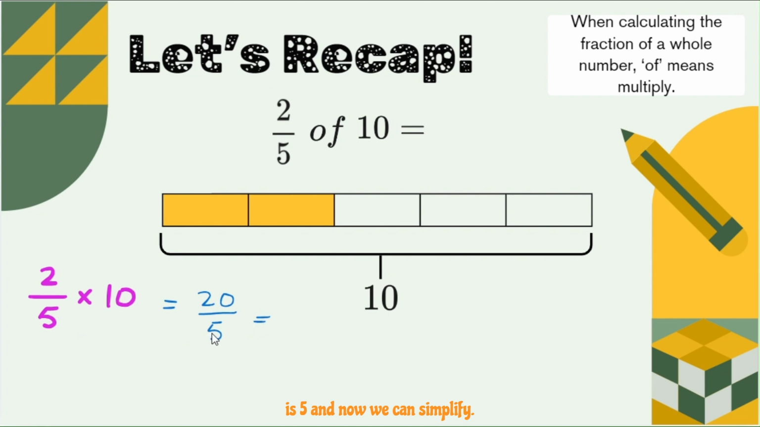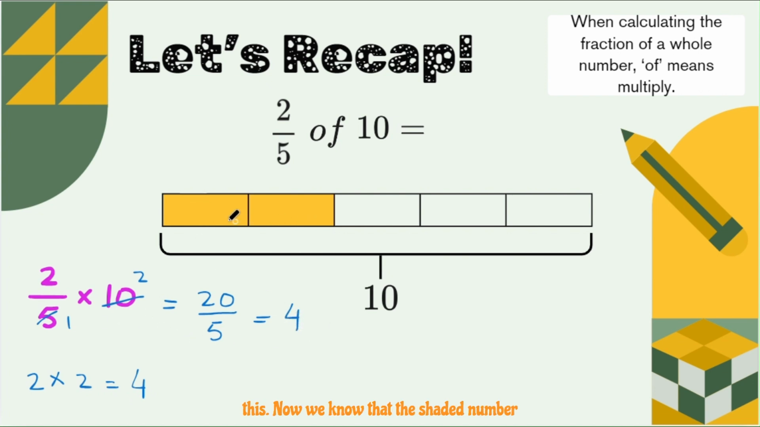And now we can simplify. So 20 divided by 5 is 4 and 5 divided by 5 is 1. So that would give us the answer of 4. Or what we can do is we can simplify the whole number 10 and the denominator 5. So 5 divided by 5 is 1 and 10 divided by 5 is 2. Now we can multiply 2 by 2 which is going to give us 4. You can use any of the methods to solve this.